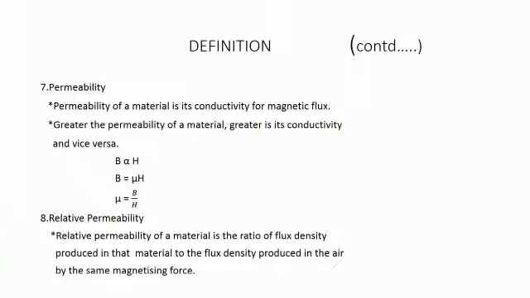The seventh one is the permeability. The permeability of a material is its conductivity for magnetic flux. If the permeability is greater, the conductivity also increases. Here B is directly proportional to H. B is equal to mu into H, so mu is equal to B by H. Next, relative permeability. The relative permeability of a material is the ratio of flux density produced in that material to the flux density produced in air by the same magnetizing force.